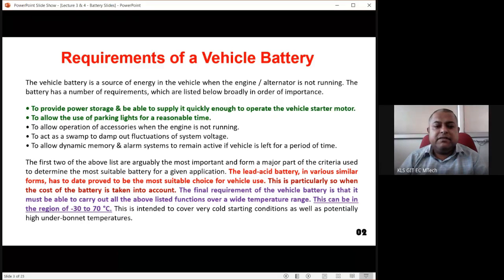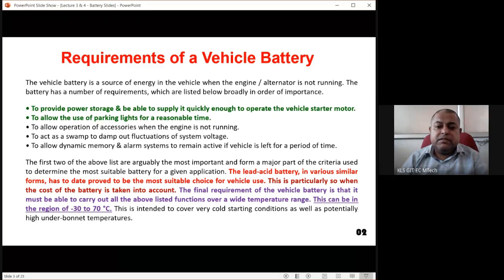The lead acid battery in various similar forms has to date, meaning up to date, proved to be the most suitable choice for vehicle use, because it can supply a DC series motor. Lead acid battery can supply a very huge amount of charge in a very short amount of time. That's why it has proved to be the most suitable choice for vehicle use. This is particularly so when the cost of the battery is taken into account. So comparatively, in less price, the lead acid battery is giving us very big performance.